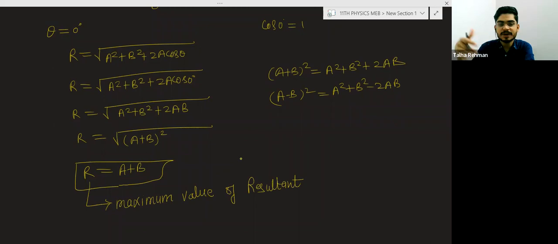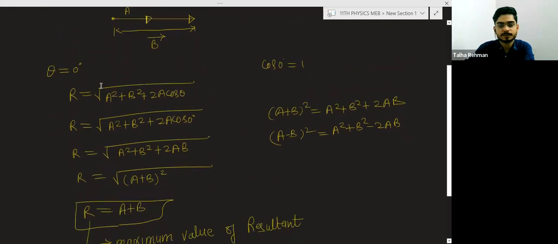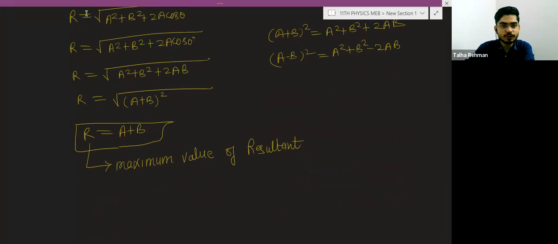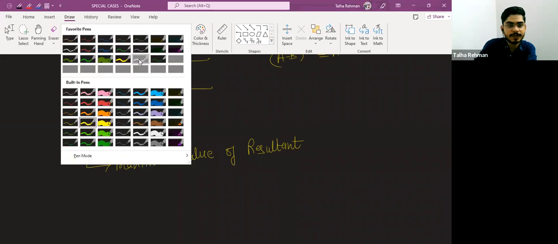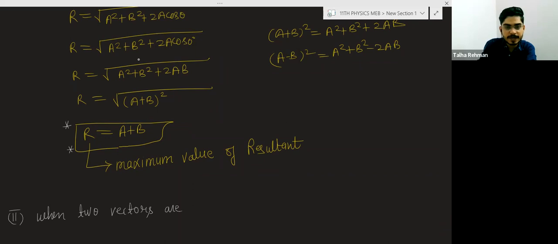You can analyze the vectors in terms of force. When two vectors are parallel, this is the maximum value of resultant. Now the second case: when two vectors are anti-parallel.